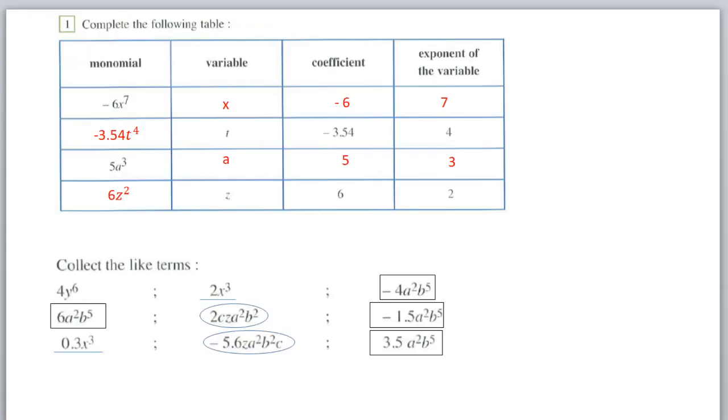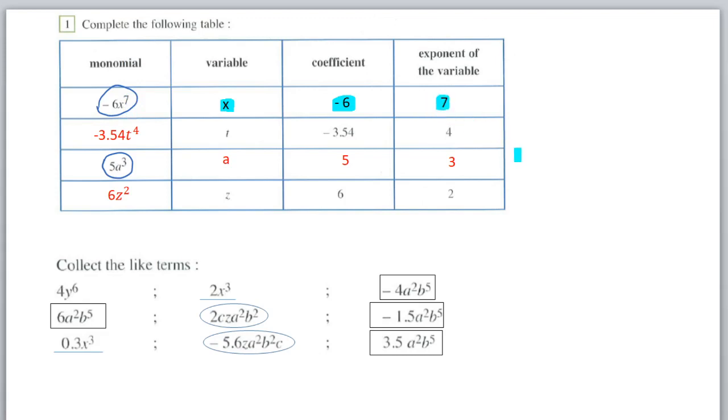In this slide, I want you to solve it with me. Monomial here, this question I need to complete. So these are the given, and in red are the spaces that we need to complete. Anyway, the first one is minus 6x power 7. So look at this. What's the variable here? It's x. What's the coefficient? The coefficient is minus 6. What's the exponent? The exponent is 7.